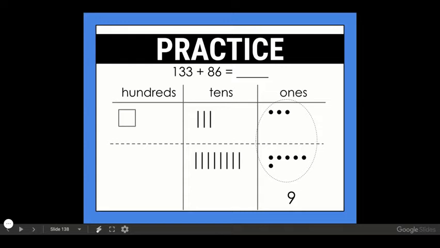Can we have 11 tens? We cannot. So we are going to circle 10 of our tens, and those 10 tens become 100. How many tens do we have left? We have just 1 ten left. Now let's look at our hundreds. How many hundreds do we have? We have 2 hundreds. So 133 plus 86 equals 219.